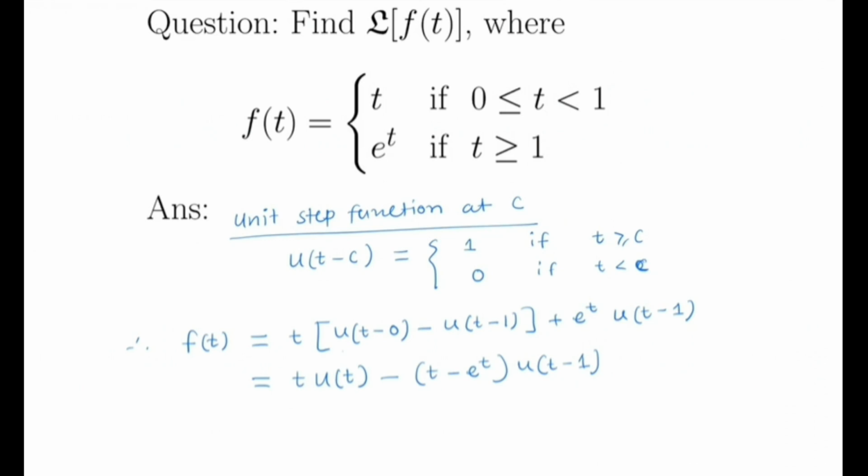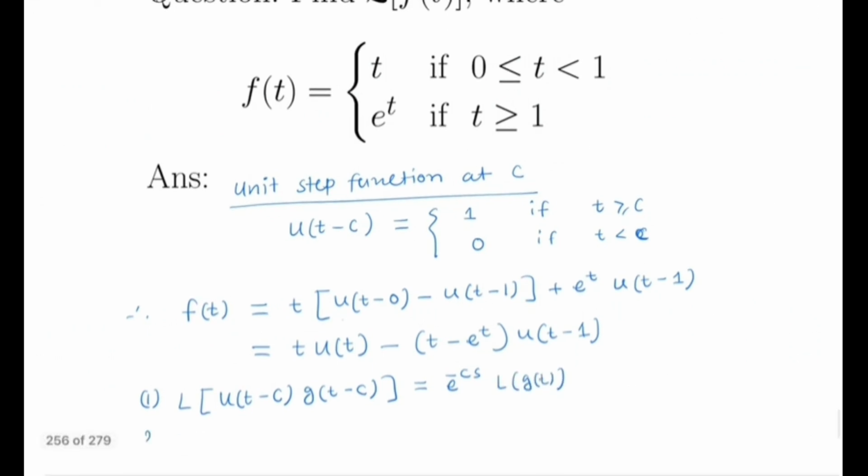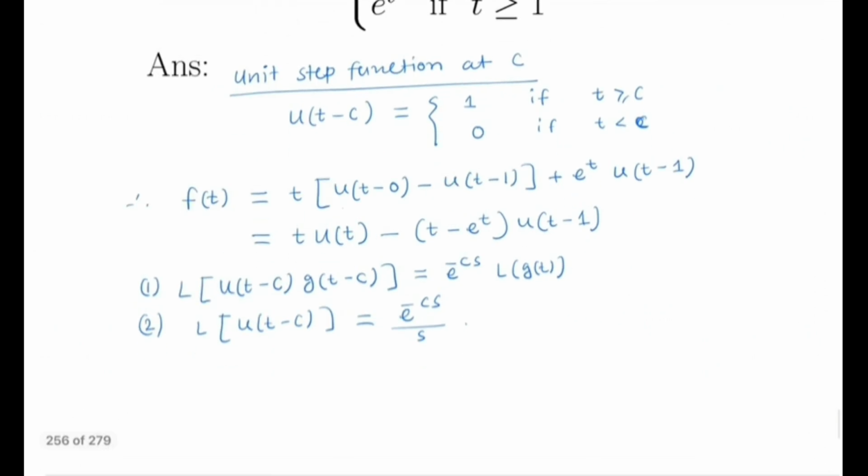Now we will use some formulas to find the Laplace transformation. The first formula is: Laplace transformation of u(t minus c) g(t minus c) is equal to e^(minus cs) into L of g(t). And the second one is L of u(t minus c), which is nothing but e^(minus cs) by s. So these two formulas we will use.